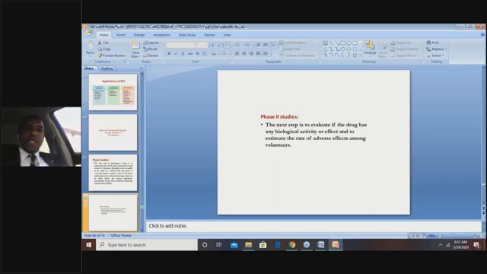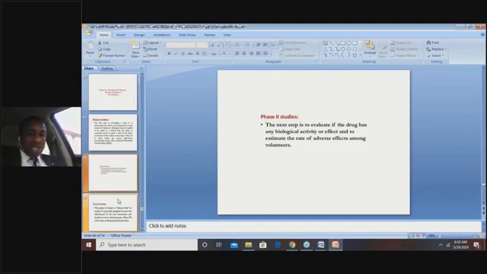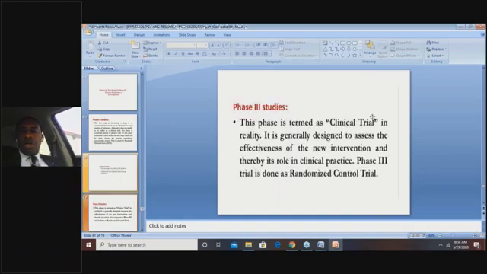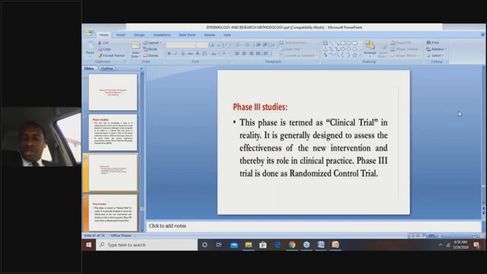Okay, so we've looked at phase 2. Then the next thing is phase 3. So in phase 3 studies, what are we doing? We say phase 1, we are looking at the maximal tolerable dose. Phase 2, we are looking at biological effectiveness or biological activity in addition to the adverse effect on the population. What percentage of the population have adverse effect? Then from there, we move to phase 3 clinical trial.